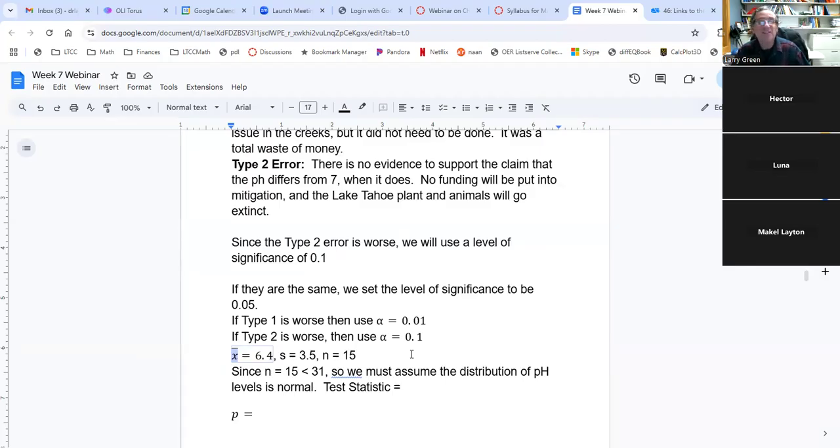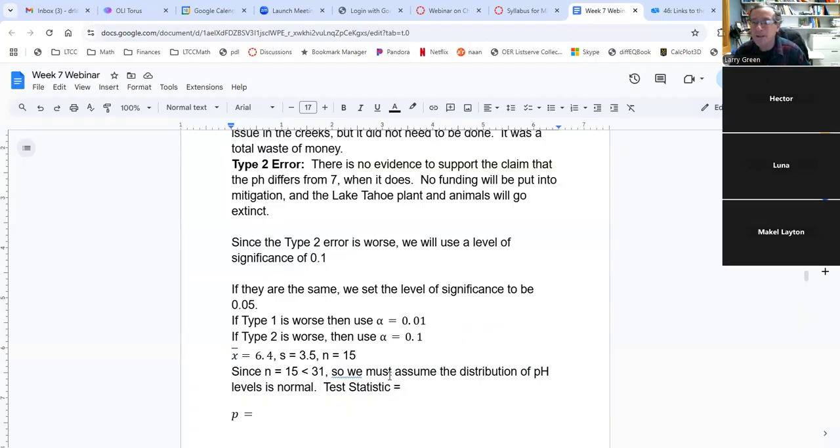So jumping in, that's a sample mean. The sample mean was 6.4. The sample standard deviation was 3.5. N was 15, which is less than 31. And when you have a sample size less than 31, you have to assume the distribution of the pH levels is normal. So now let's find the test statistic and the p-value.